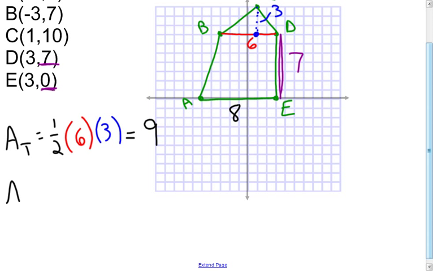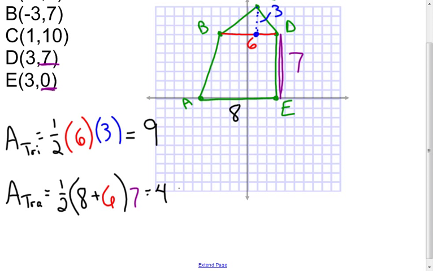Then it's the area of the trapezoid. So TRA for trapezoid and TRI for triangle. Trapezoid is going to be 1/2 times my bases. Well, one of my bases is 8 plus the other base is 6, and then multiply that by the height, which is 7. If I do 8 plus 6, add that together, I get 14. And then I'm going to take 14 times 1/2 and get 7. And 7 times 7 is 49.